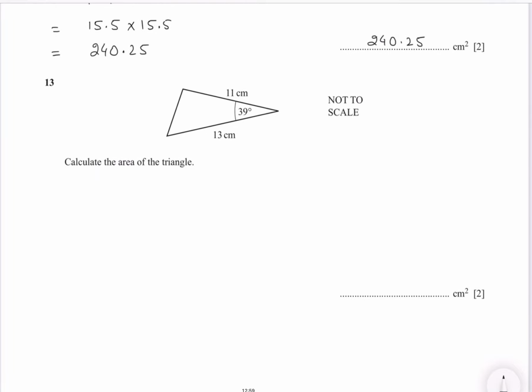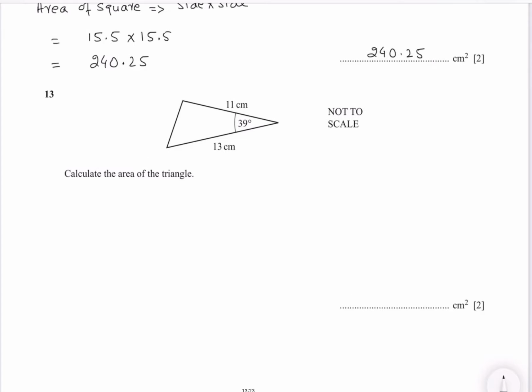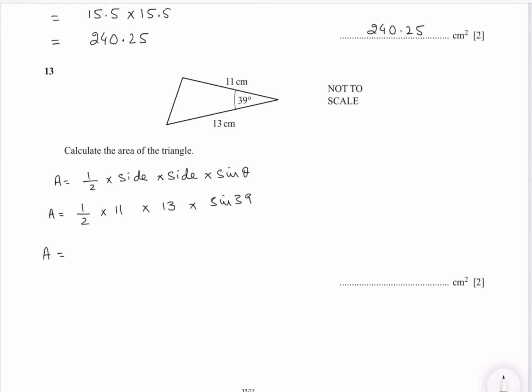Question 13. Calculate the area of the triangle. So this is purely an included angle triangle. The area of the included angle triangle is 1 over 2 into side into side into sine of theta. So 1 over 2 into 11 into 13 into sine of 39. So this is 44.99 and 45 is 3 significant figures. This is the answer.